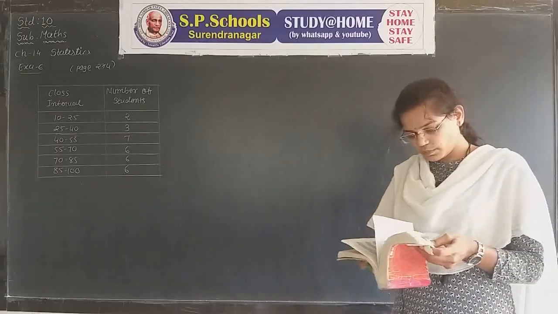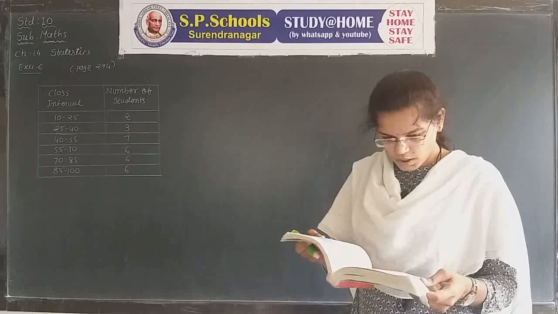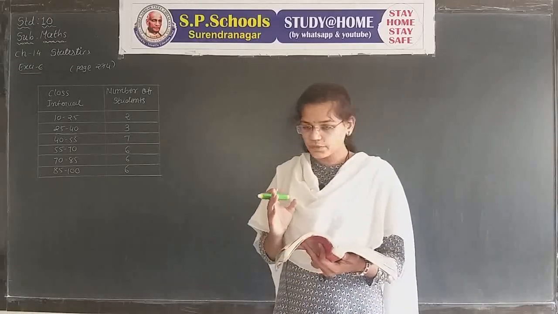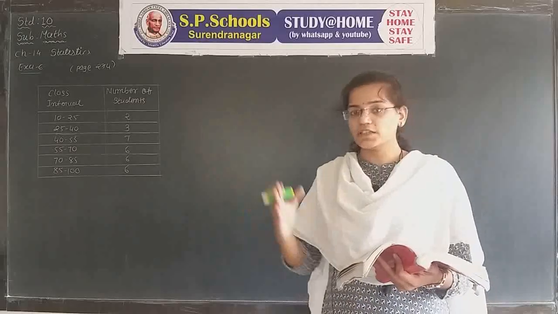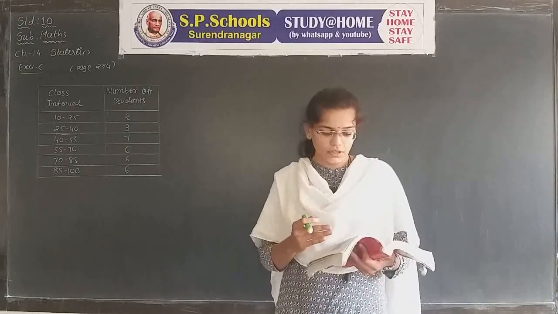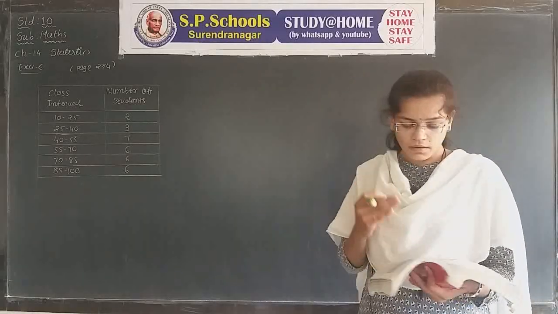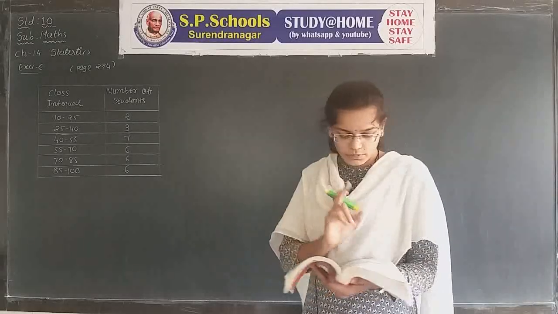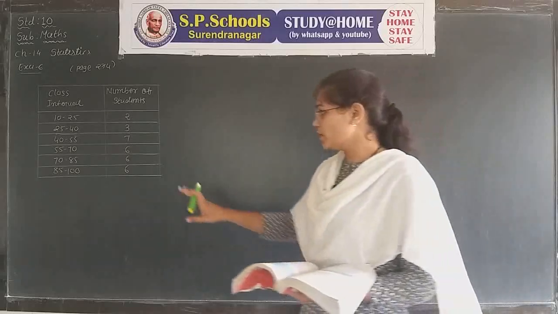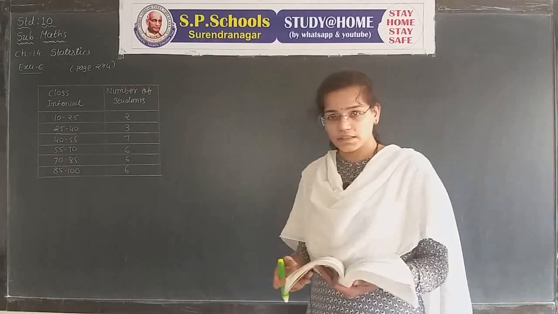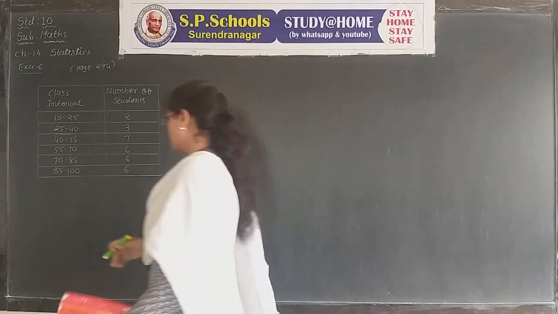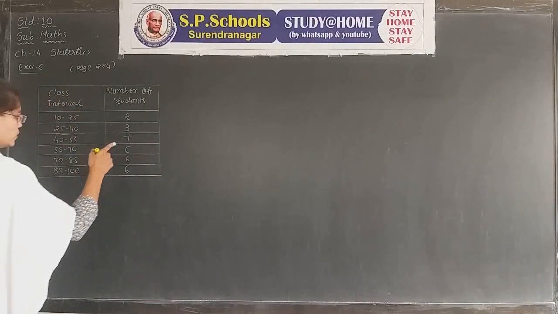Now open your textbook, page number 262, table number 14.2, as well as page number 263, where table 14.3 is given. We need to find the mode for this data. The table is in vertical form. To find the mode of the data, first of all decide the modal class. Here the highest frequency is 7.